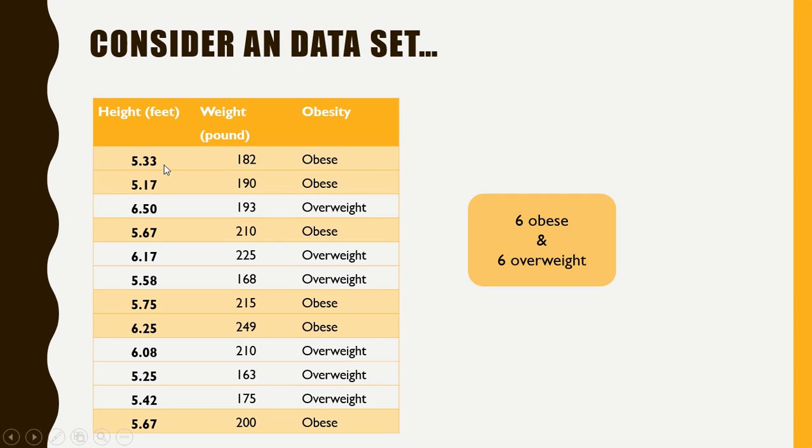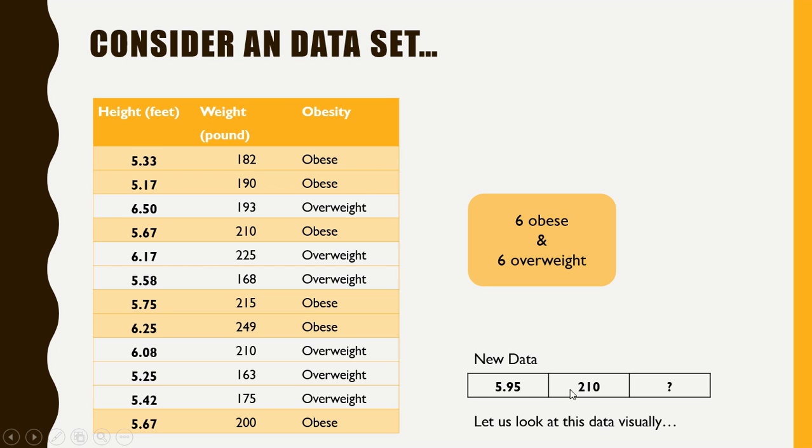So in this data set, we have six observations which are labeled as obese, and the other six are labeled as overweight. Now, if I am given new data containing height and weight, and I'm asked to classify whether it's obese or overweight, assume that we do not know how to calculate the body mass index. All we have to do is classify based on the information given in the data set, with no extra information. So one thing we can do is plot these points visually, and see what this visual data looks like and where this point is located in that two-dimensional space.